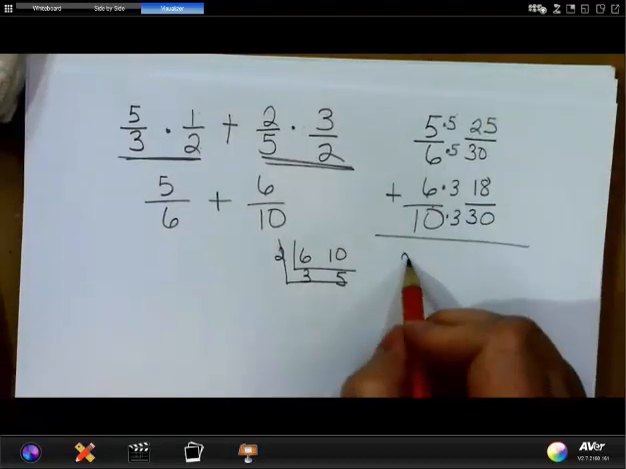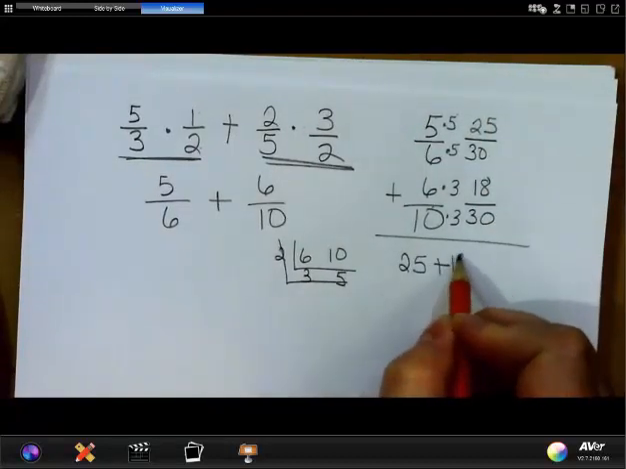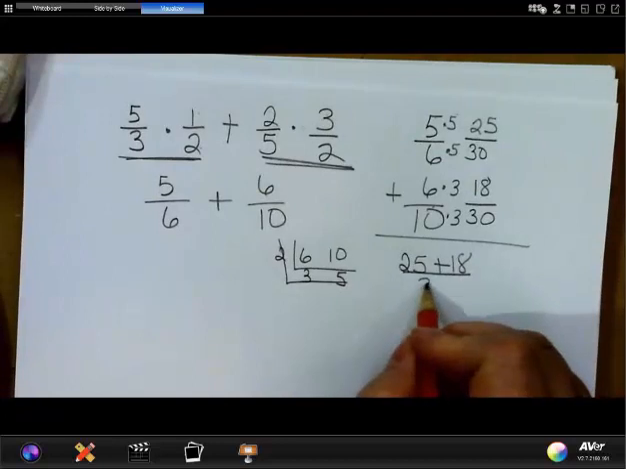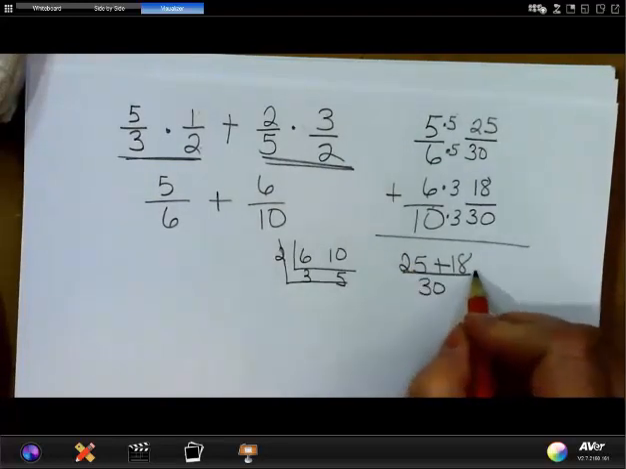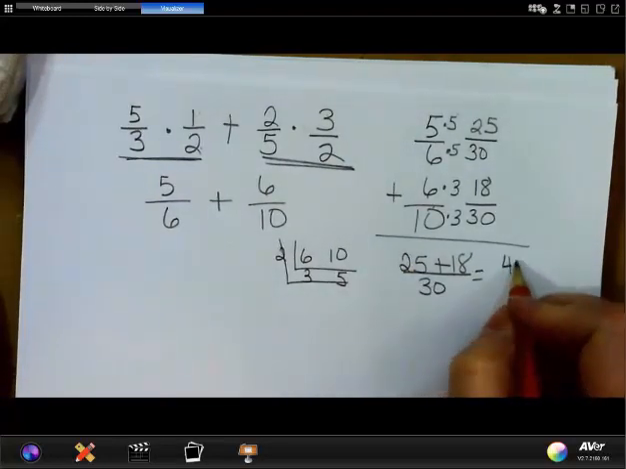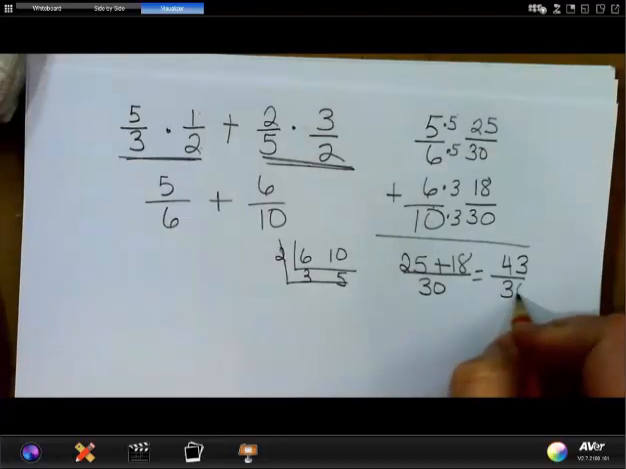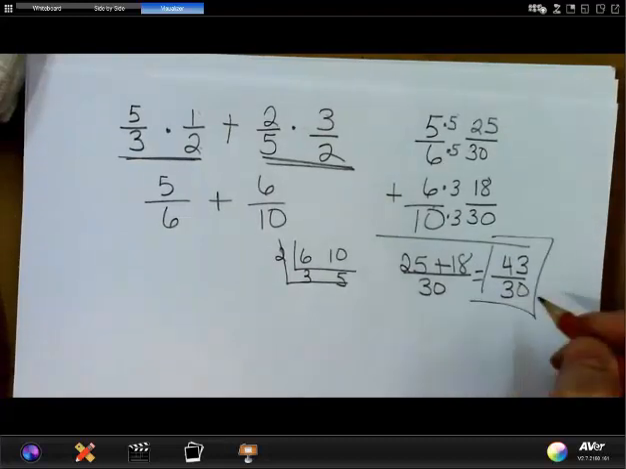25 plus 18. You add your numerators, your denominator stays the same. 25 plus 18 is 43. And here's the great thing, you get to leave it improper.